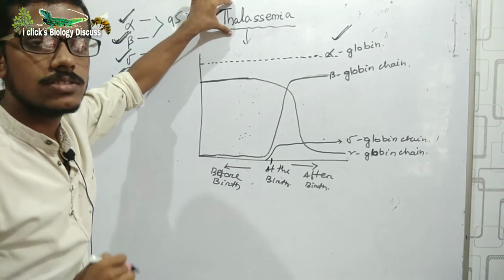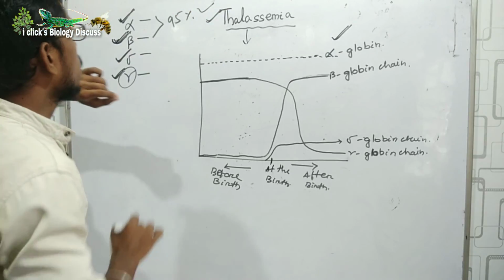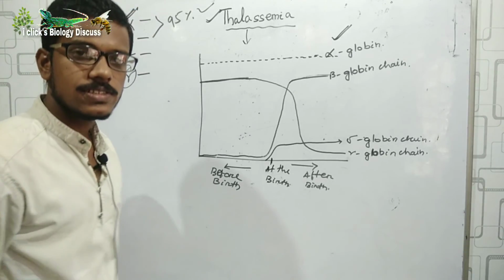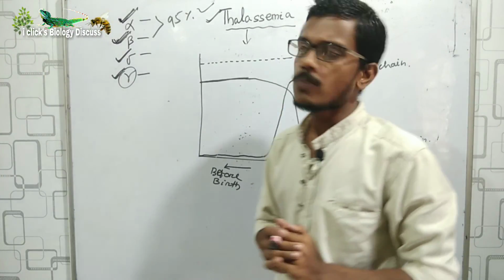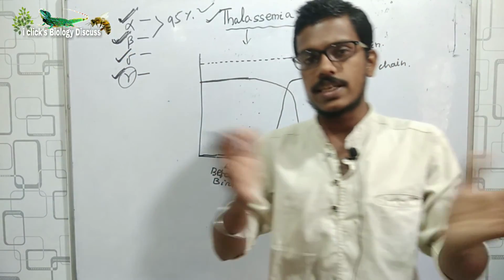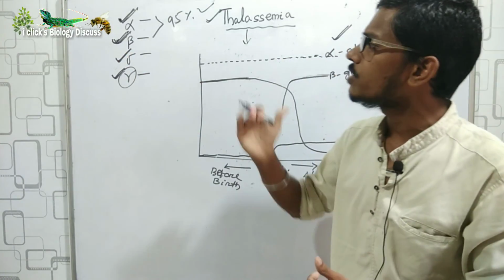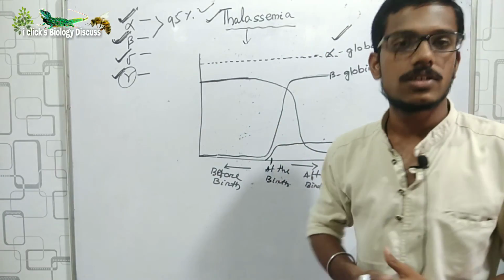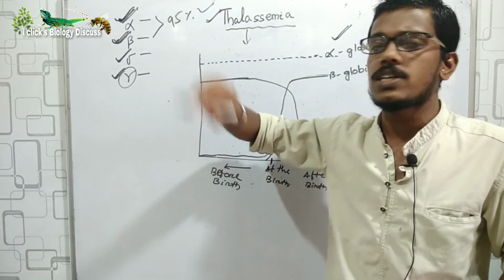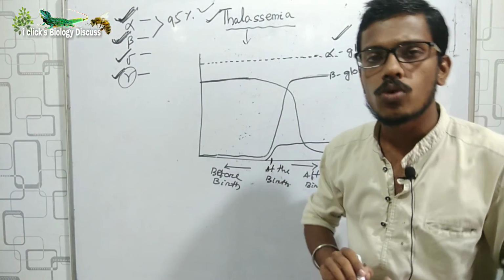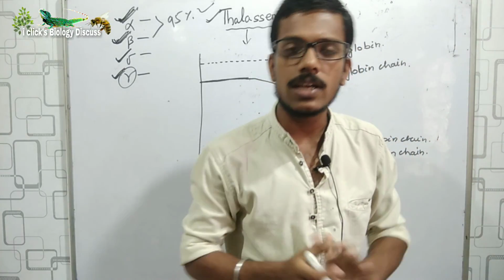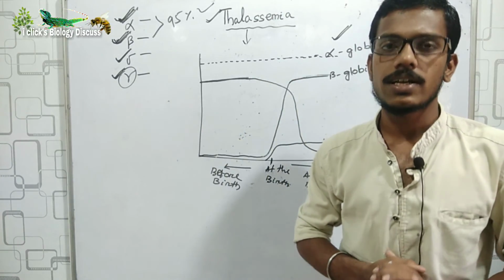And this is a genetic disorder. That means the gene which is responsible for the alpha globin chain synthesis or the gene which is responsible for the beta globin chain synthesis gets affected, or if there are any changes in those genes, then it will lead to the thalassemia disorder. As there is involvement of the genes responsible for alpha and beta globin chain synthesis, that's why there are two kinds of thalassemia. One is alpha thalassemia, another is beta thalassemia.